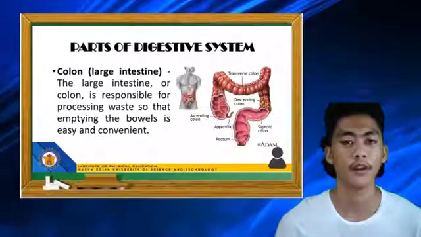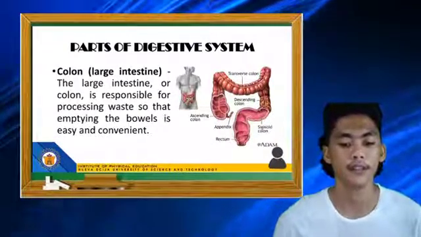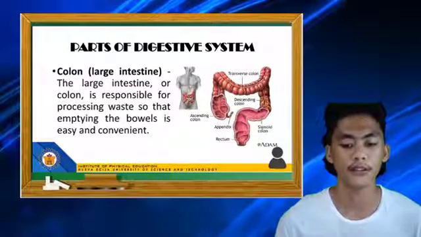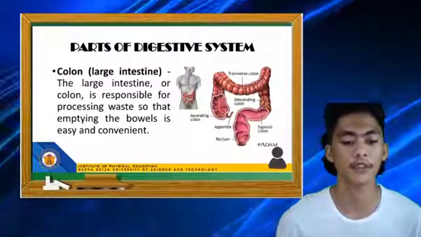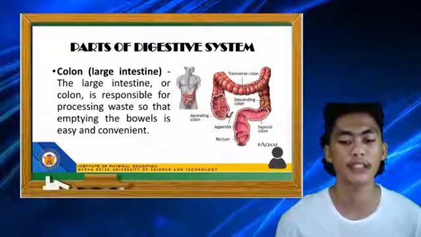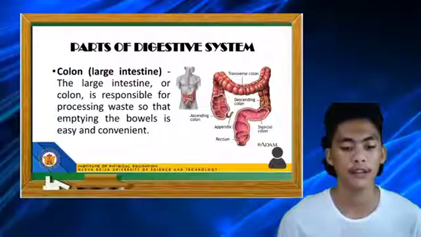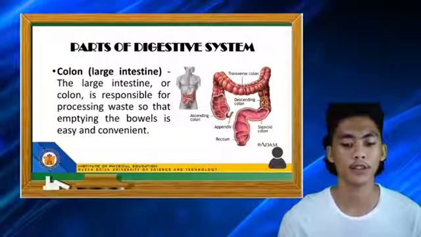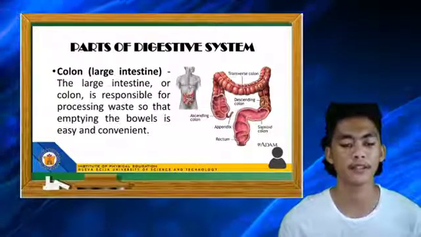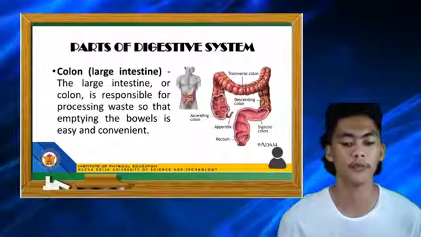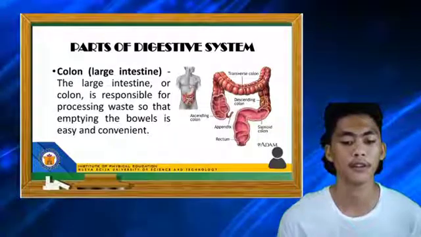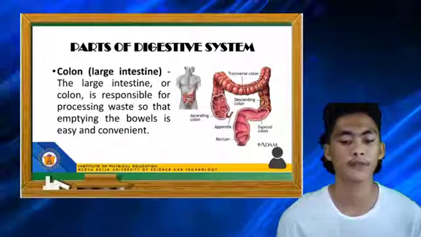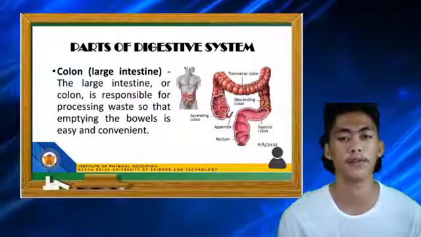Colon or large intestine. The large intestine or colon is responsible for processing waste so that emptying the bowels is easy and convenient. The large intestine has three primary functions. First is absorbing water and electrolytes. Second is producing and absorbing vitamins. And the third one is forming and propelling feces toward the rectum for elimination.